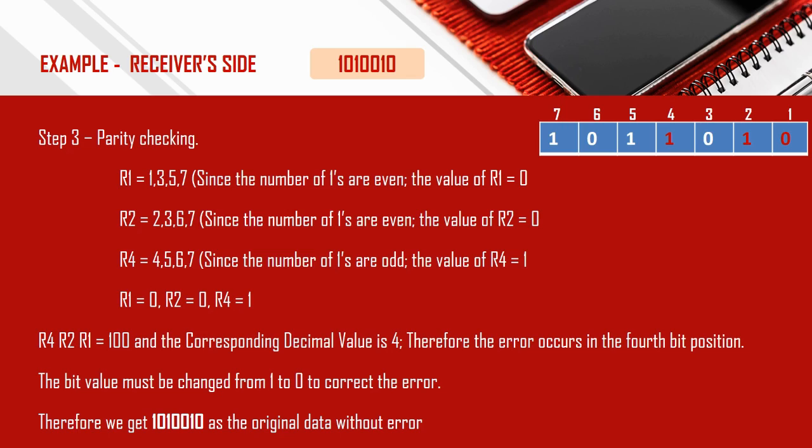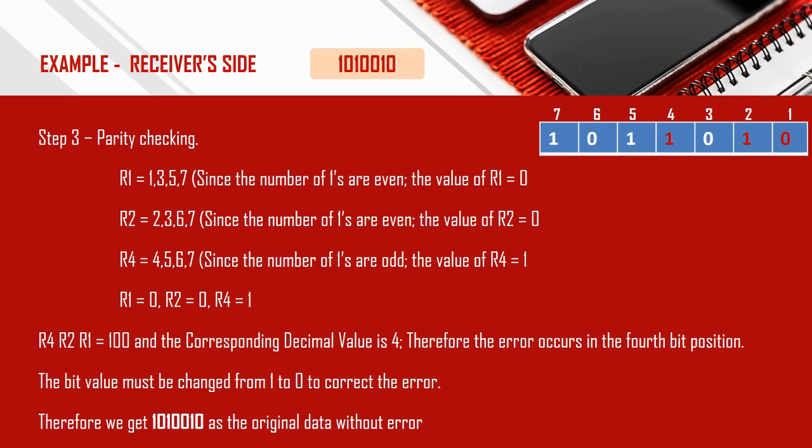And when we come to R2, we have to check the positions 2, 3, 6 and 7. At second position we have 1, third position we have 0, sixth position we have 0, and seventh position we have 1. So we have two ones, so the number of ones are even, therefore the value of R2 is also 0. When we come to R4, we have to check the positions 4, 5, 6 and 7.